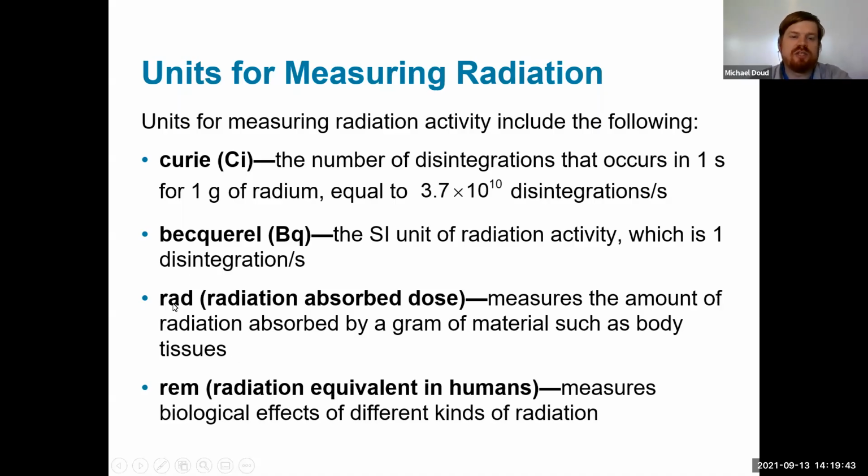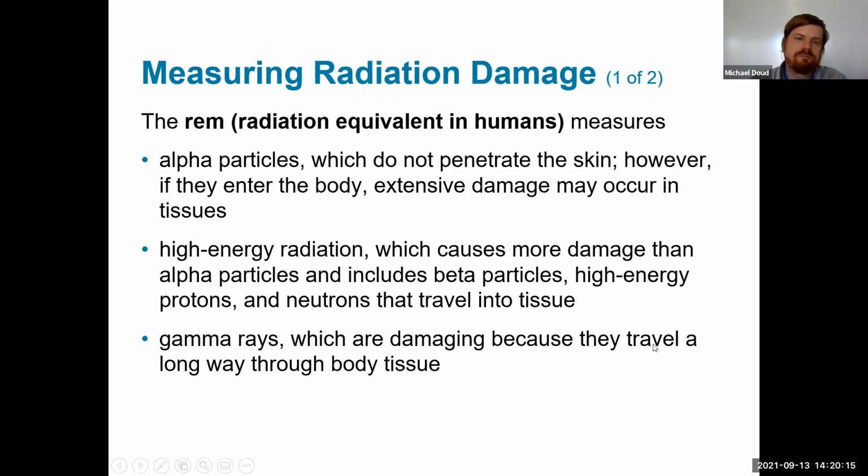Now there are 2 other ones, which are RAD and REM. RAD is radiation absorbed dose, which measures the amount of radiation that is absorbed by a gram of material. And then in particular for the body, the REM is the radiation equivalent for humans, which measures the biological effects that different kinds of radiation have. So in a hospital setting, the REM is what's most important, because specific types of radiation, as we mentioned, are different, and so they have different effects on human bodies. Okay, so let's look at the REM real quick.